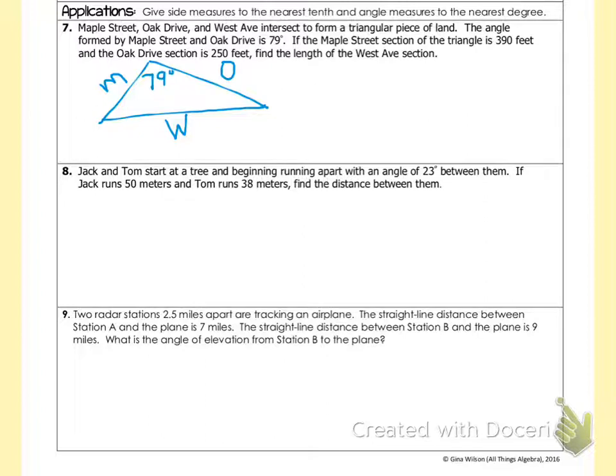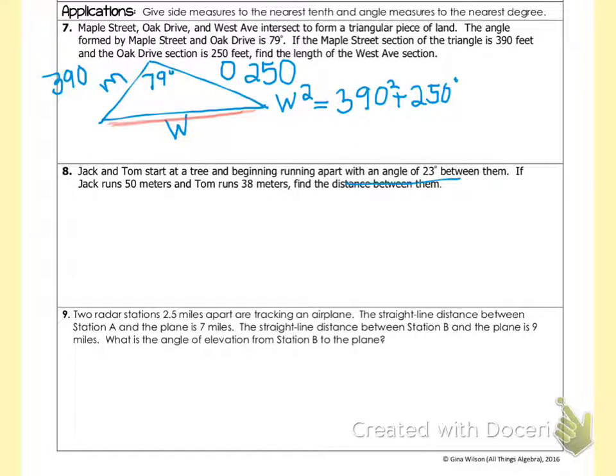And it says if the Maple Street section of the triangle is 390 feet, so this is 390, and the Oak Drive section is 250. Find the length of West Avenue. So this is just using the law of cosines to find a side. Remember, this was the easy one. We can just say West squared is equal to the square of the other 2 lengths added. Again, either one can go first.